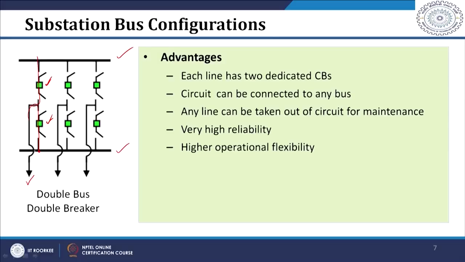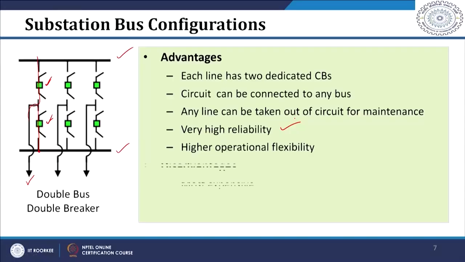Any line can be taken out of the circuit for maintenance. So in this case, you can take any line out of the circuit for maintenance purpose. This has very high reliability, because for each line we have 2 circuit breakers, and without any disconnection we can connect any circuit to any bus using operation of these circuit breakers. So this gives higher reliability. Higher operational flexibility, I already told you, because you have 2 breakers, a line can be connected to any of the buses.